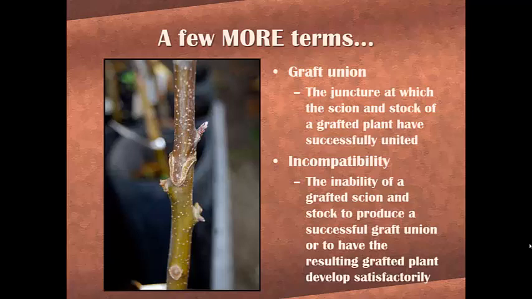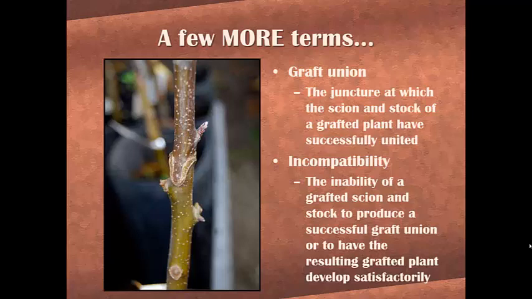at the graft union. The next term, incompatibility, is the inability of a grafted scion and stock to produce a successful graft union or to have the resulting grafted plant develop satisfactorily. So what you want is a successful graft union to form where the scion and the stock successfully combine into one plant, but if they don't, that's known as incompatibility.